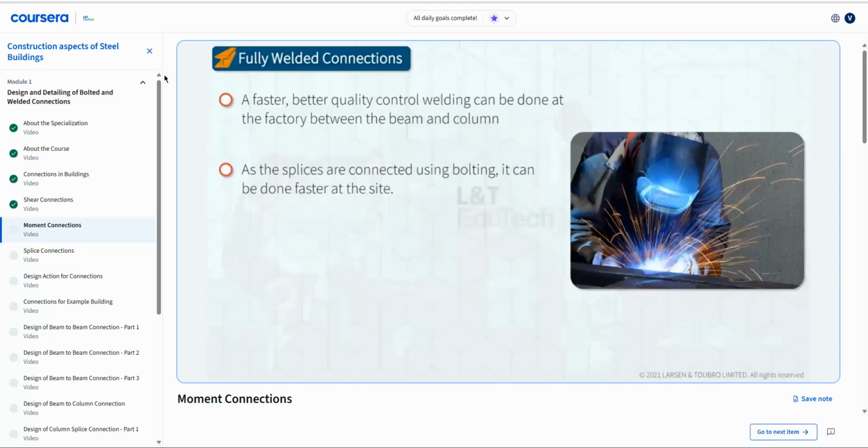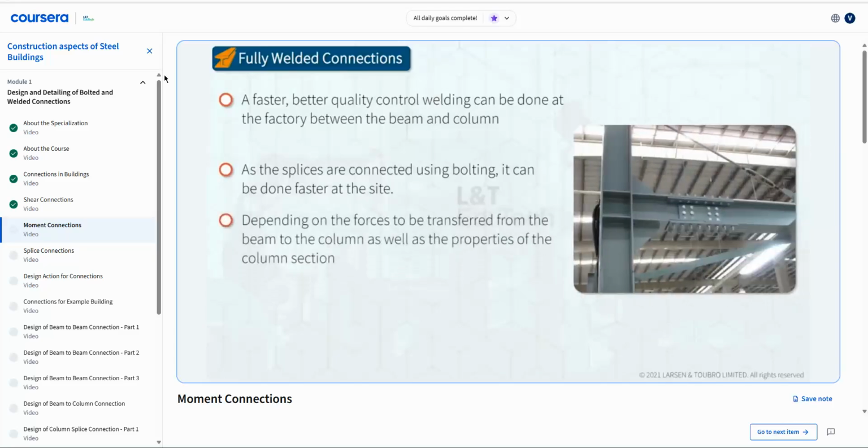Depending on the forces to be transferred from the beam to the column, as well as the properties of the column section, sometimes backing stiffeners are provided within the column based on the requirement.